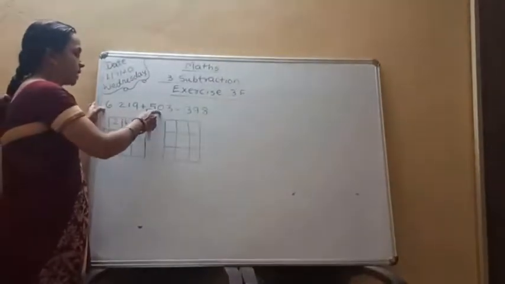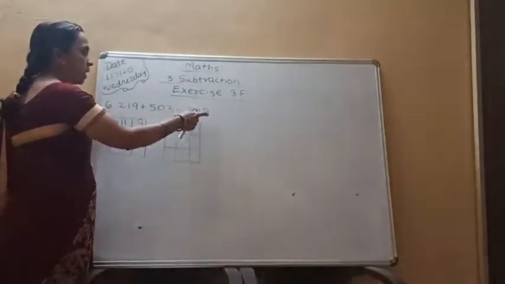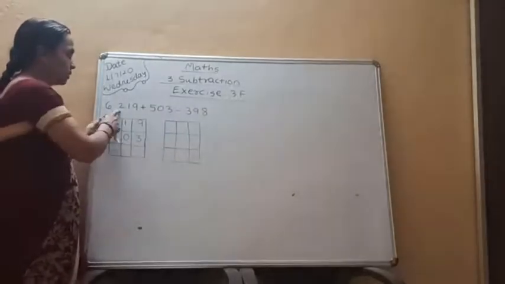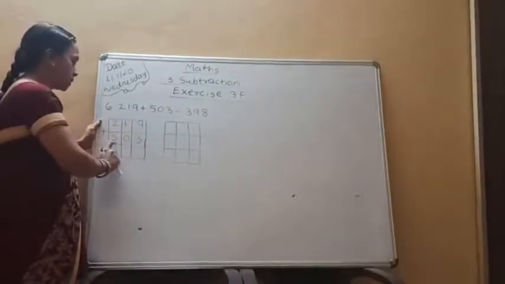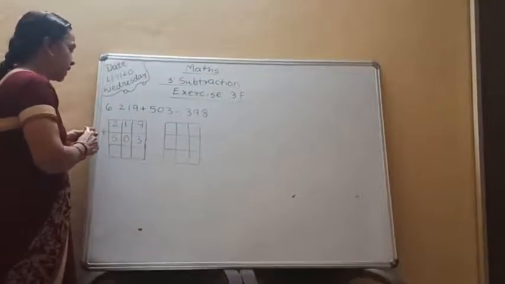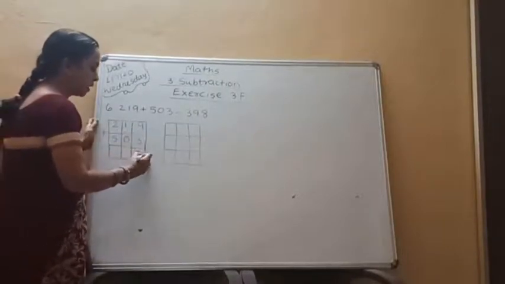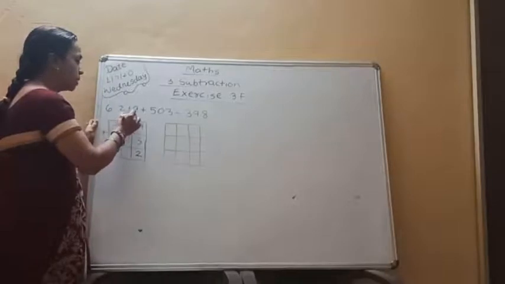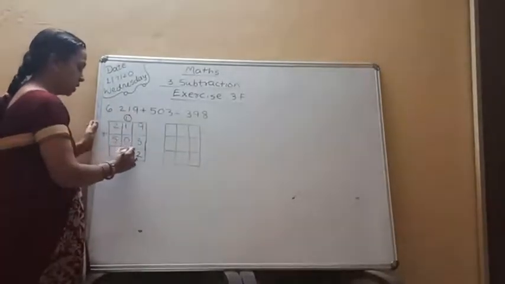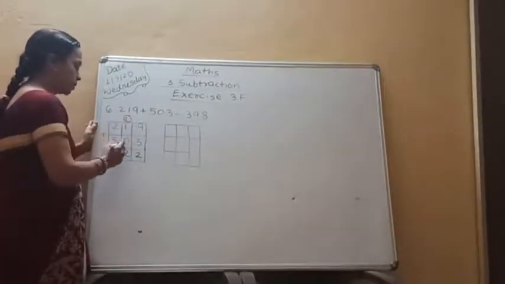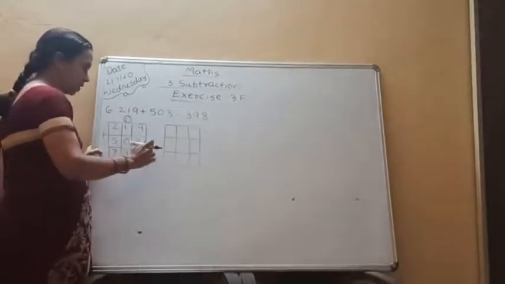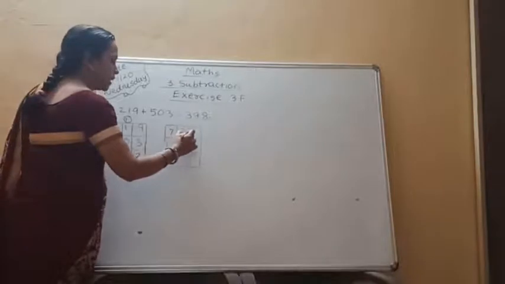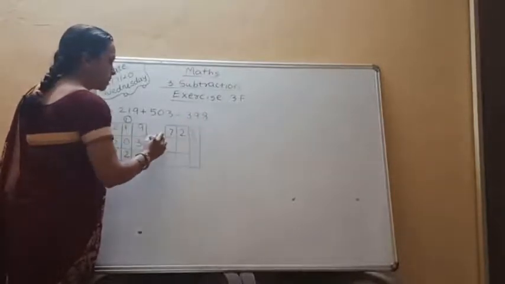219 plus 503 minus 398. So we will solve it step by step. 219 plus 503. 9 plus 3, 12. Carry 1. 1 plus 1, 2. 5 plus 2, 7. So what is our answer? 722.